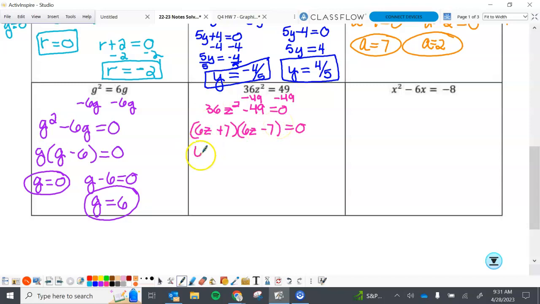We'll set each of these factors equal to 0, and then solve from there. They're 2-step equations, so I'm going to get rid of the constant term first. In this case, I'm going to minus 7 on both sides. I'll get 6z equals -7. Then we'll divide by 6 on both sides. And our z value will be -7/6.